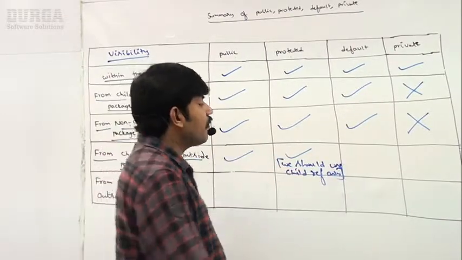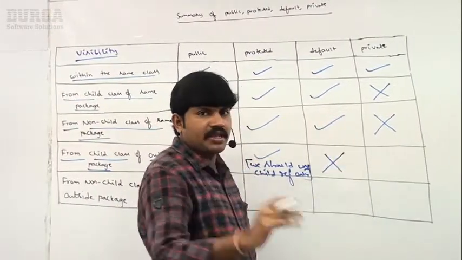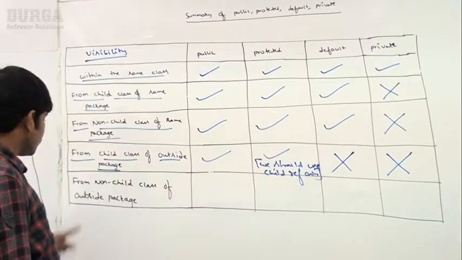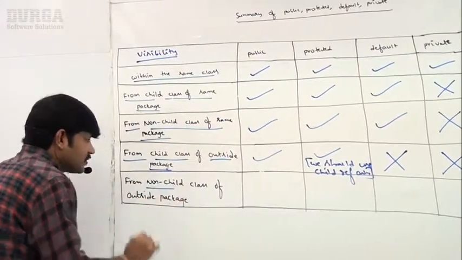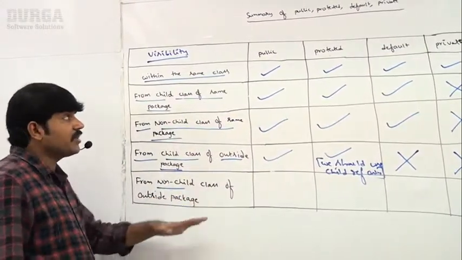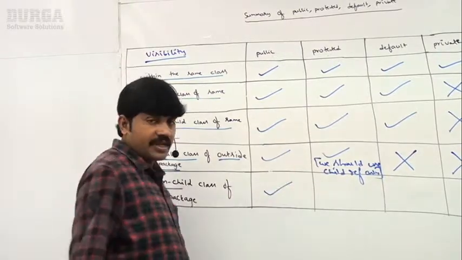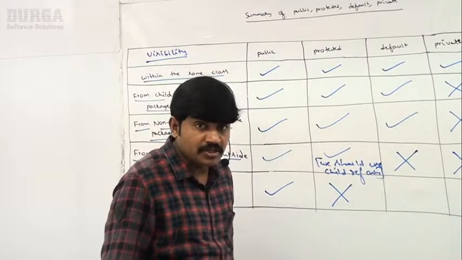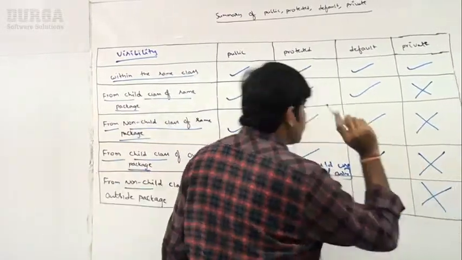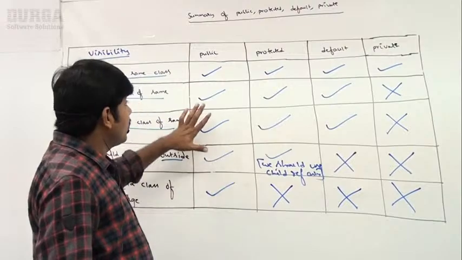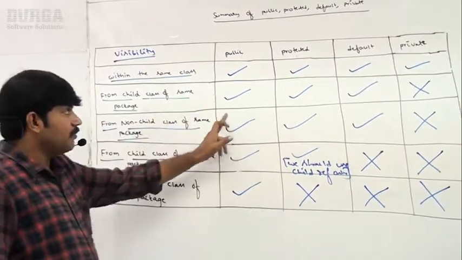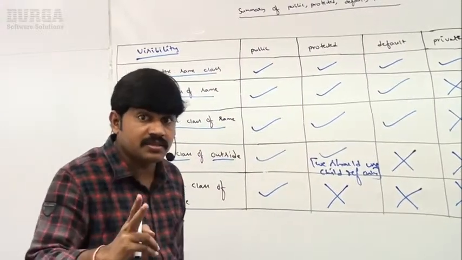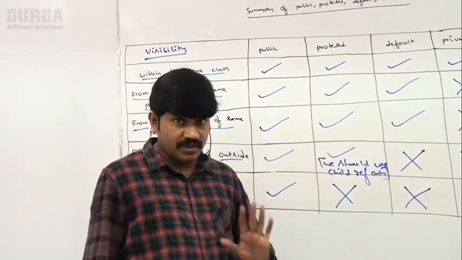Next, default: outside of the package, default members you can't access, and private is not possible. Next, from a non-child class of outside package, public is acceptable anyway, but protected from a non-child class of outside package is not possible. Clear? Everyone can understand? This summary of public, protected, default, private must be compulsorily known. You can expect one or two questions for the exam from this area.